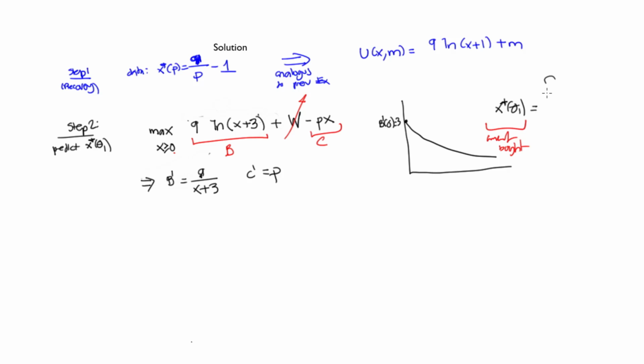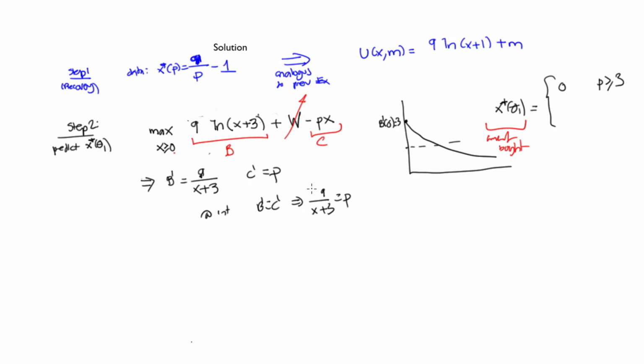What do we get? We get that if the marginal cost is too high, let's say it's up there, so if the price is greater or equal than 3, you buy 0. And if it's below, it's given by the intersection of the two curves, which means that at an interior, b prime is equal to c prime, which implies that 9 over x plus 3 equals p.